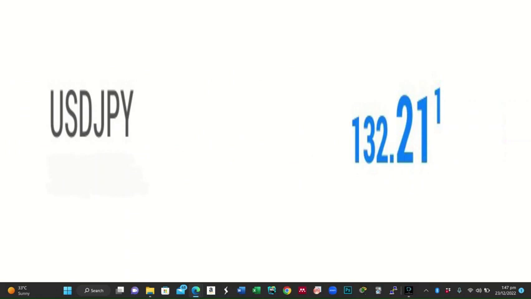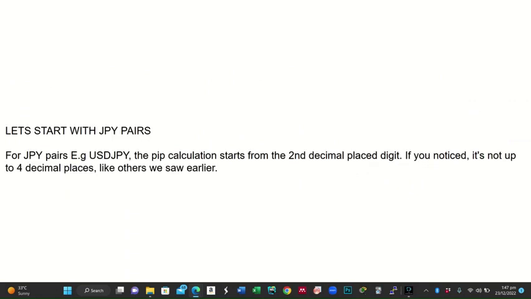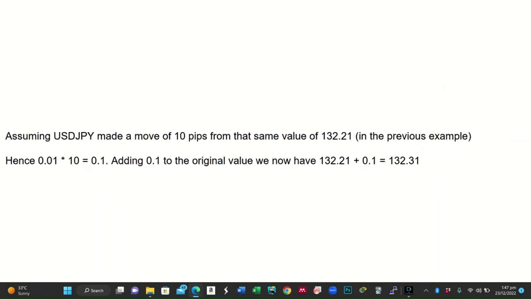Let me recap. This is the current value of USDJPY, 132.21. Now they are saying it's made a movement of 10 pips. So 0.01 is the standard value for 1 pip movement. So it made 10 pips, then it means it's made a movement of 10 times 0.01. So it gives us 0.1. Then you add 0.1 to the original value. It means 0.1 plus 132.21. Then it gives us 132.31. This means that if 132.21 makes a 10 pip movement, then it becomes 132.31. It is that simple.